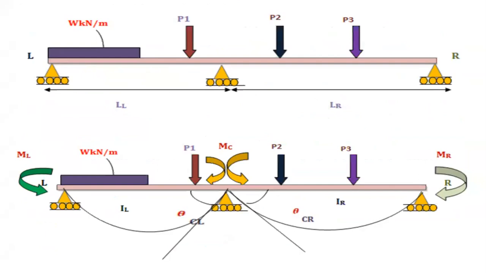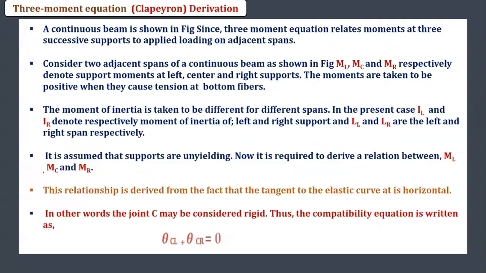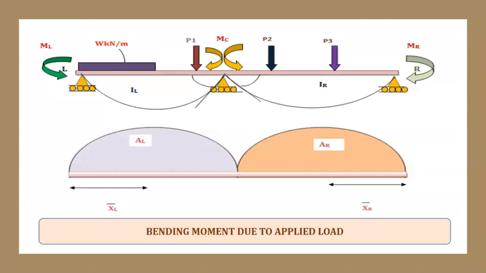Bending moment due to the applied load. All of you be very careful about XL, XR. Now we can draw the bending moment due to the applied load. AL, area upon the left span. AR, area upon the right span. XL and XR are measured from the outside of the span, not inside the span. In every problem we have to calculate AL, XL.